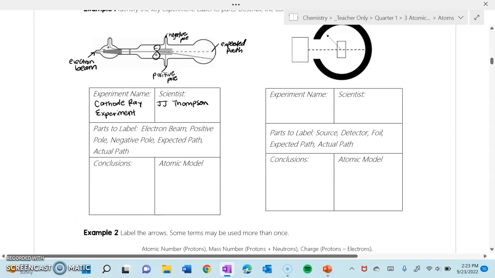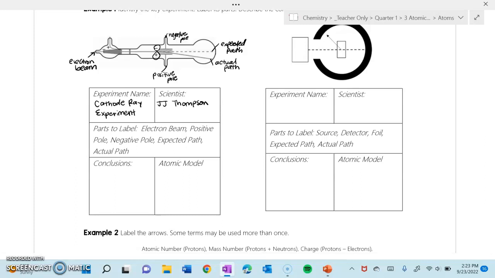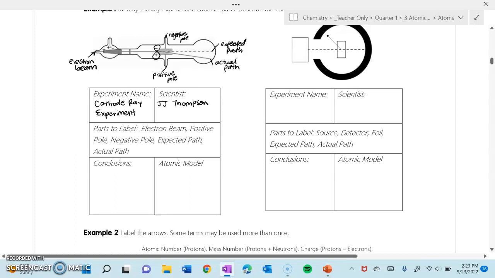Well, what actually happened was this electron beam bent towards the positive pole. So this is the actual path. And the conclusion drawn from this bend is that negative particles attract towards positive things. Think like a magnet. So when J.J. Thomson saw this bend, he concluded that there are charged particles inside of atoms. It's not just an indivisible ball. So there are charged particles in atoms.